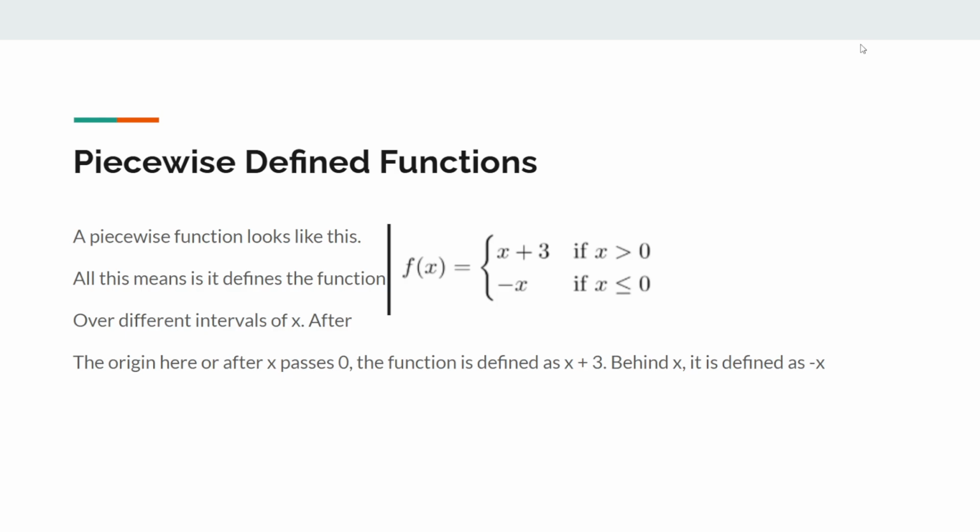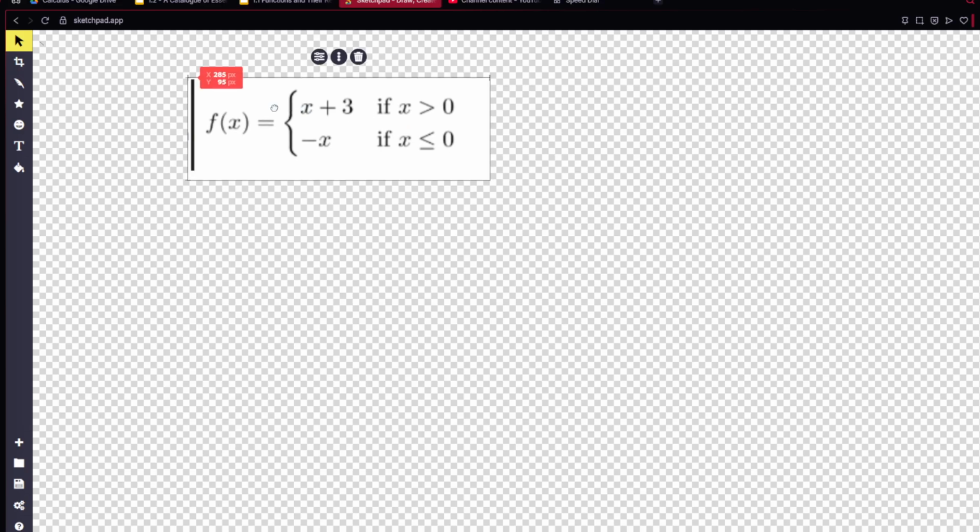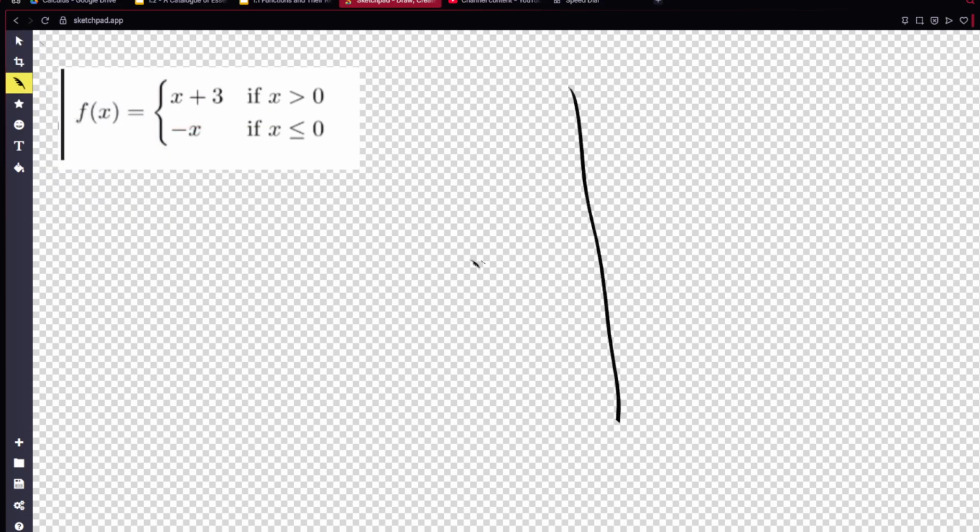So what are piecewise functions? Piecewise functions are things that are defined on a certain interval. This is really simple. I used to stress a lot about this, but actually not a lot. I guess it was when I didn't pay attention in class.